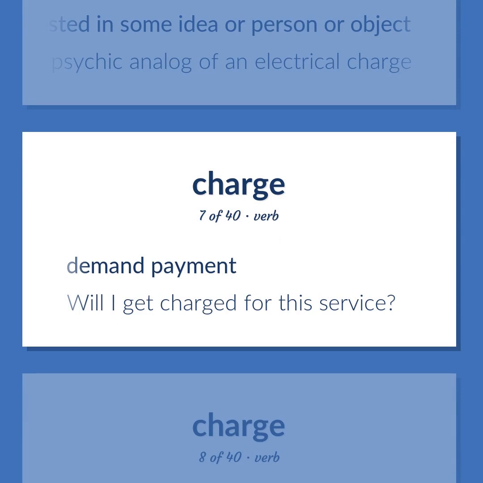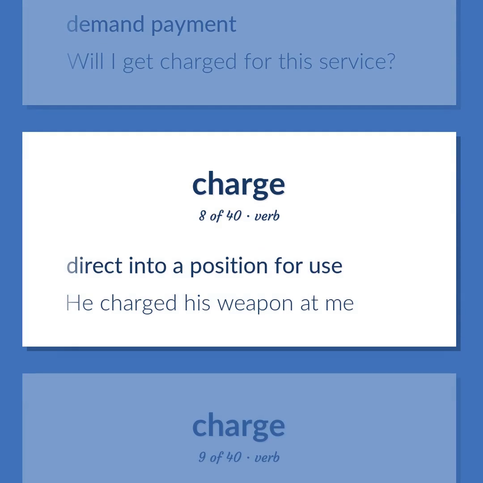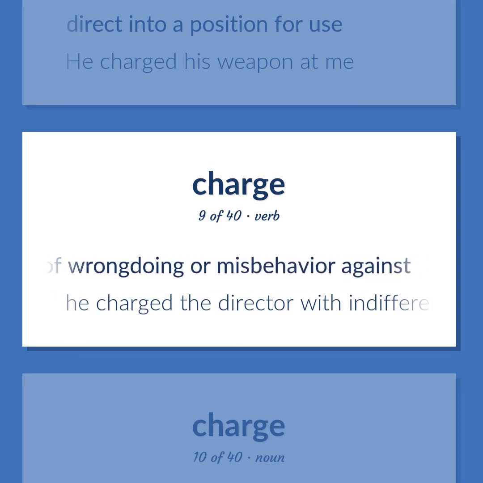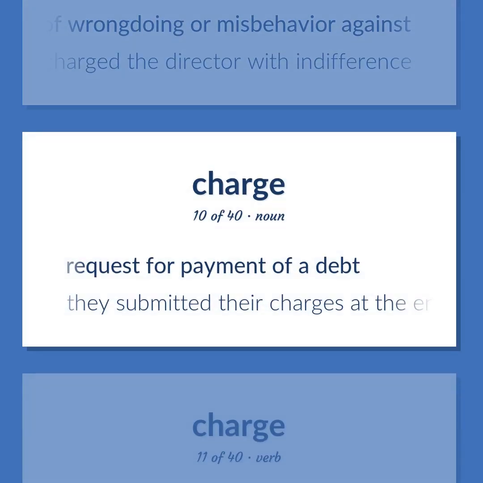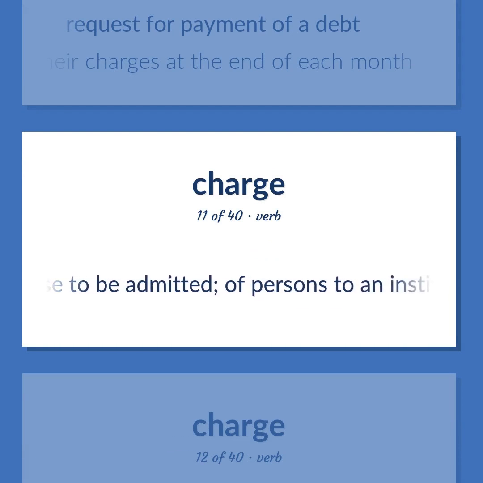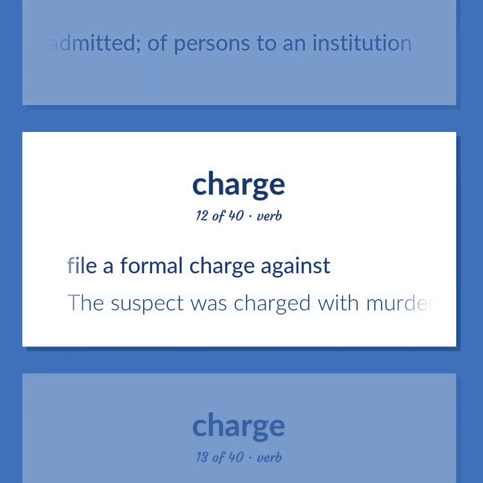Demand payment. Will I get charged for this service? Direct into a position for use. He charged his weapon at me. Blame for, make a claim of wrongdoing or misbehavior against. He charged the director with indifference. Request for payment of a debt. They submitted their charges at the end of each month. Cause to be admitted, of persons to an institution. File a formal charge against. The suspect was charged with murdering his wife.